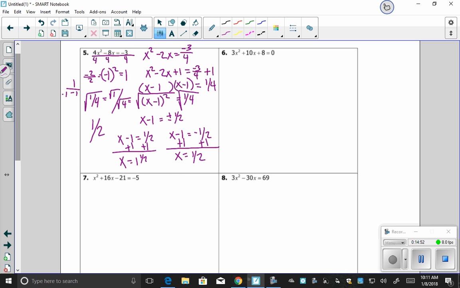There's many ways you could have written this. You can write it as x equals 1 and 1/2. You could have written it as x equals 1.5, comma, a half. Or you could have written it as x equals 3/2, comma, 1/2. Either answer would have been accepted.